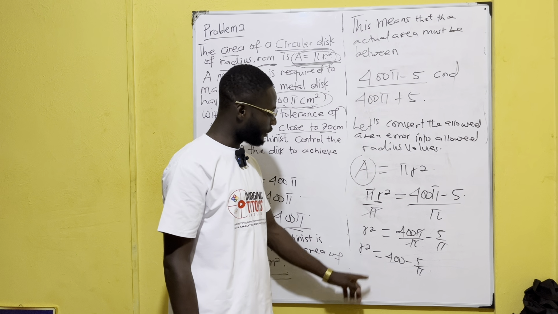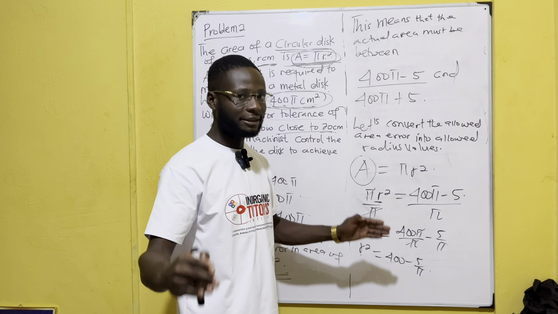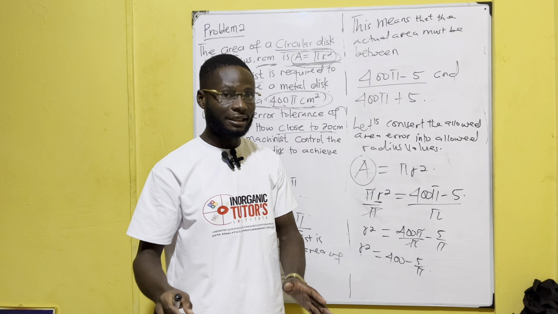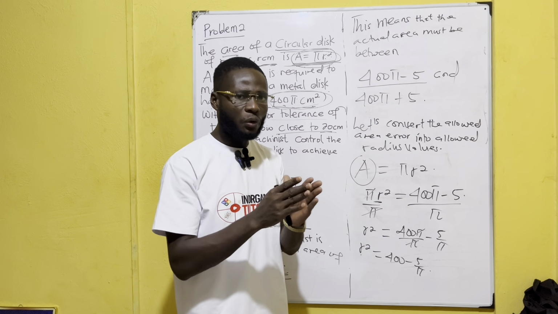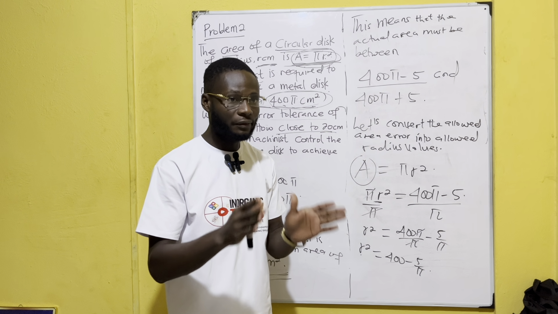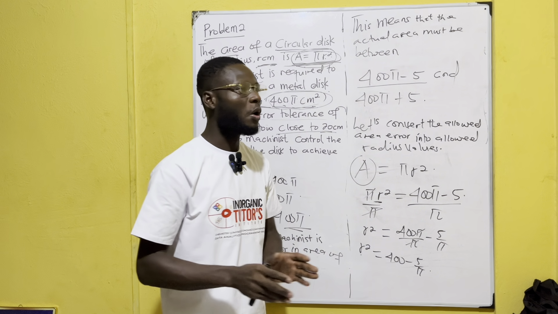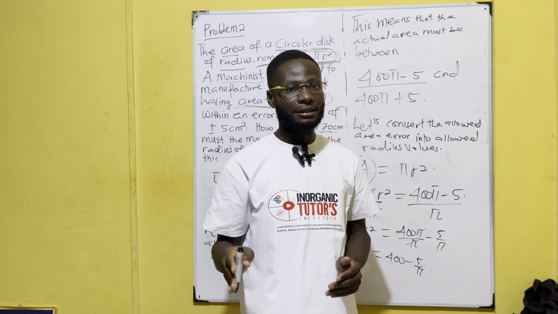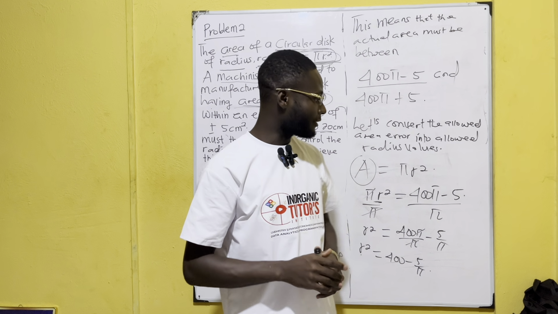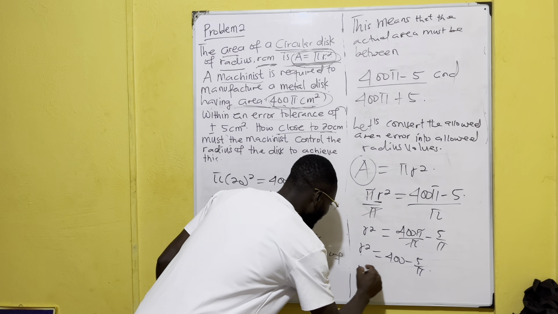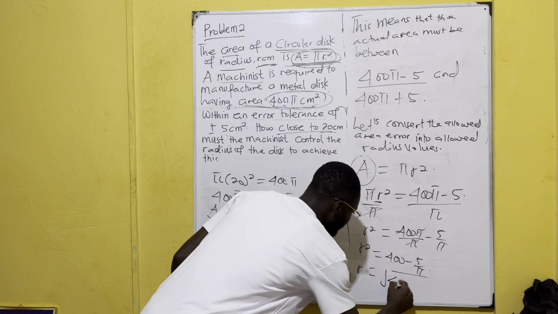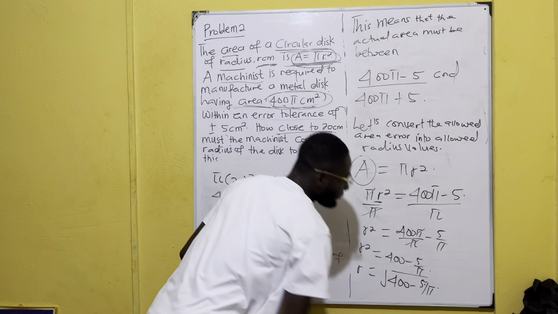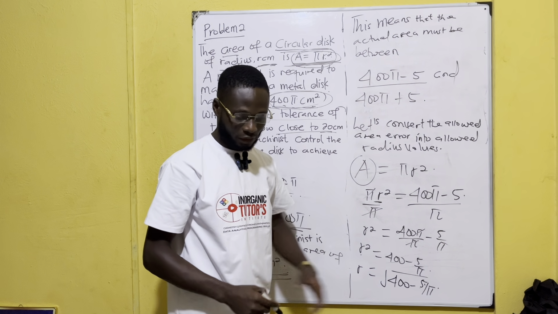You know why? Because of the radius. If you are talking about distance, you cannot have a negative distance, right? It's either you have no distance, that is 0, or you have more than 0. So a distance is always positive, greater than 0. So we're going to have r equals square root of 400 minus 5 over pi. Square root of that, okay?